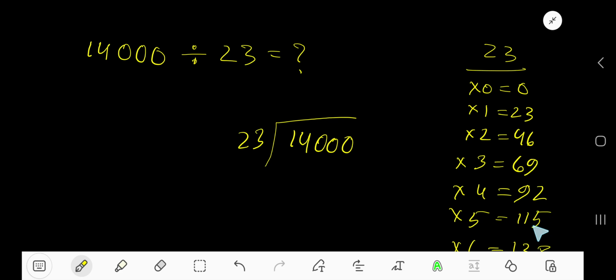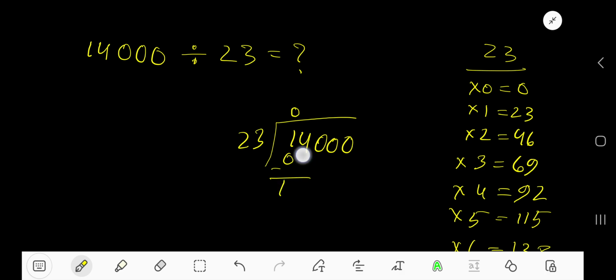23, 115. Like this, you have to write the multiplication table. Now, 23 goes into this one how many times? 0 times, as 1 is less than 23. 0 times 23 is 0.